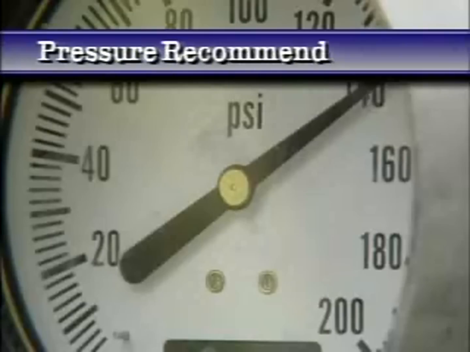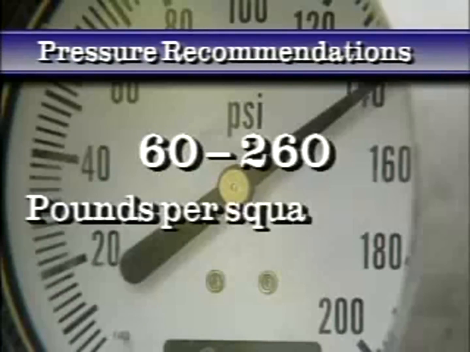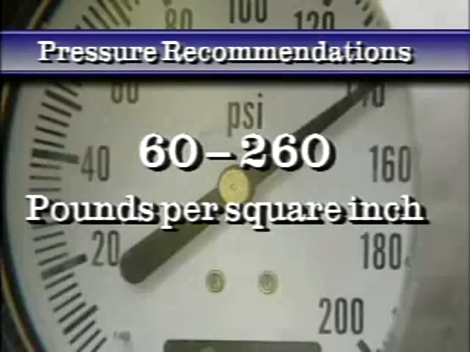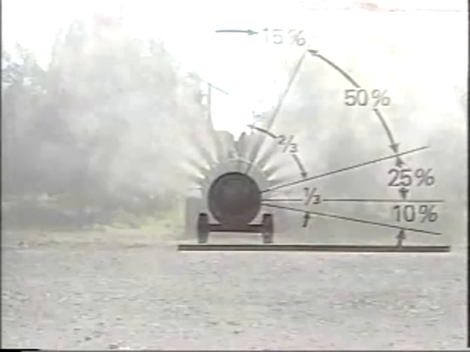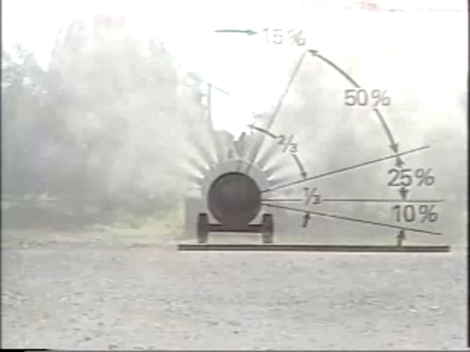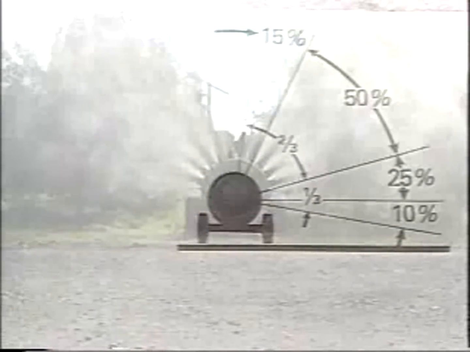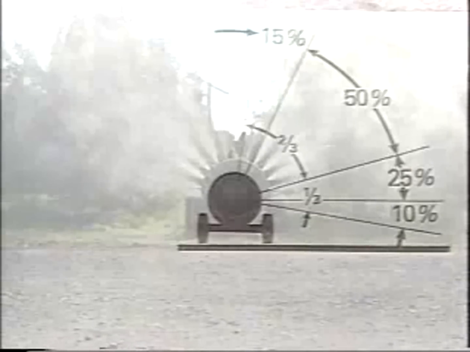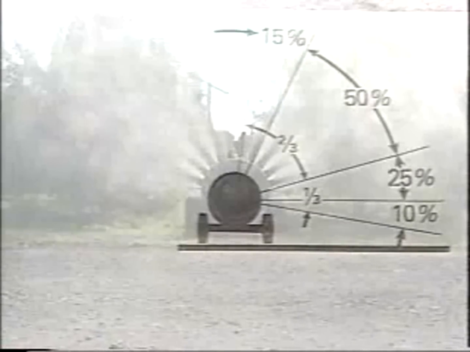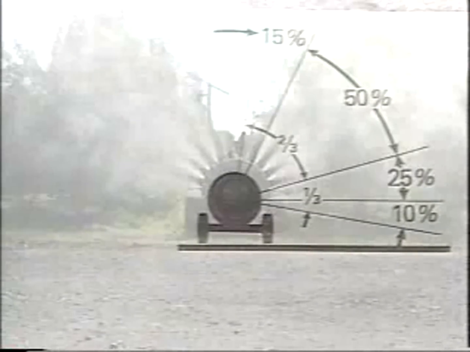Usually, manufacturers recommend spray system pressures in the range of 60 to 260 pounds per square inch. Manufacturers also provide nozzle arrangement setups. The number of nozzles should be arranged on the sprayer manifold so that 2/3 to 3/4 of the sprayer output is directed to the top half of the tree and 1/3 to 1/4 to the lower half.